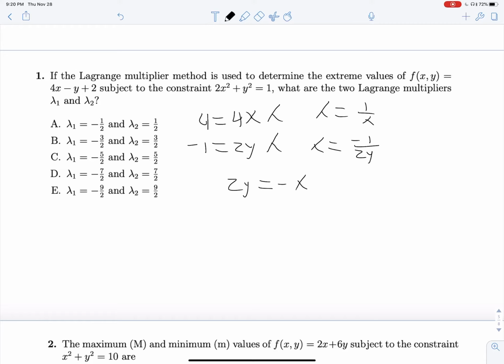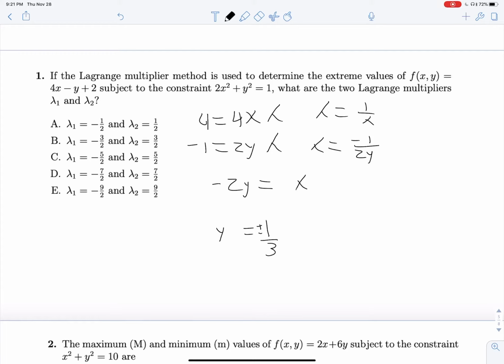So for every, well, let's flip this. Let's put the negative over here. For every x, we'll replace it with a negative 2y. So that will give us 8y squared plus y squared equals 1, or 9y squared equals 1, or y squared is 1/9, or y is plus or minus 1/3.